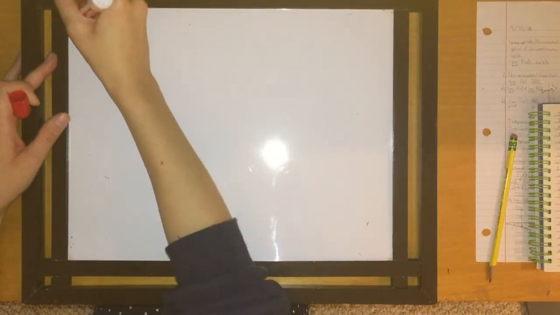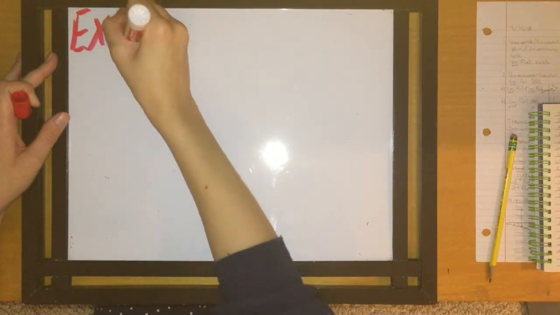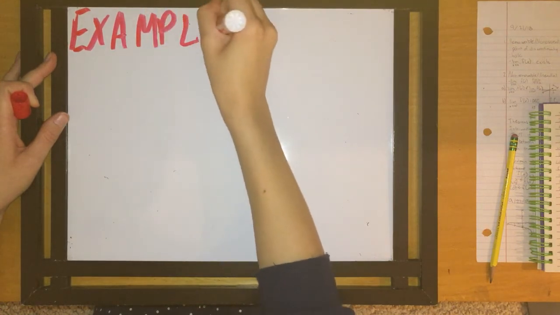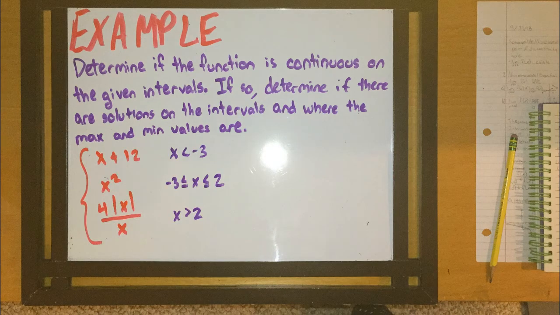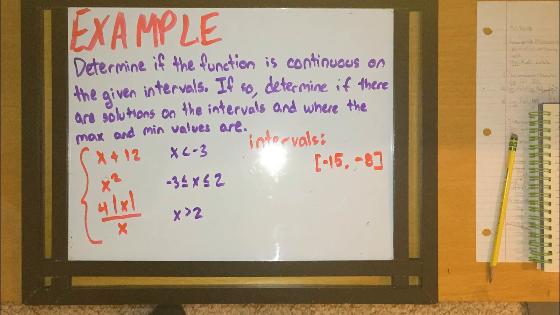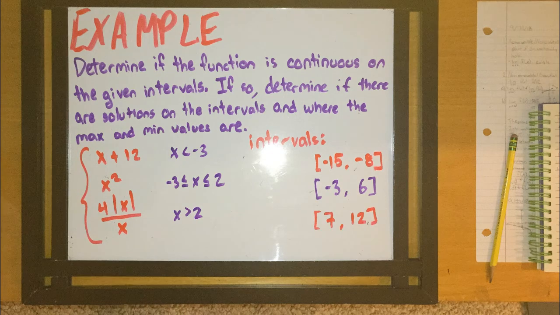And finally, let's get to the example. I'll make another video explaining how to do this, as I've done in the past. For this problem, you're going to find whether or not the function is continuous on the given intervals. Then, using the knowledge of whether or not it is continuous, you should be able to find whether there are solutions on the interval and where the maximum and minimum values are.